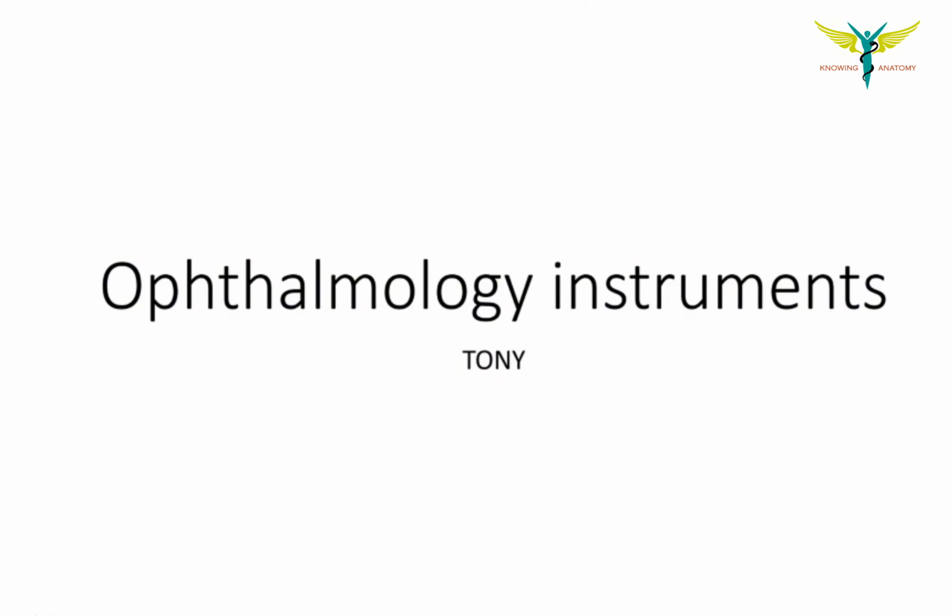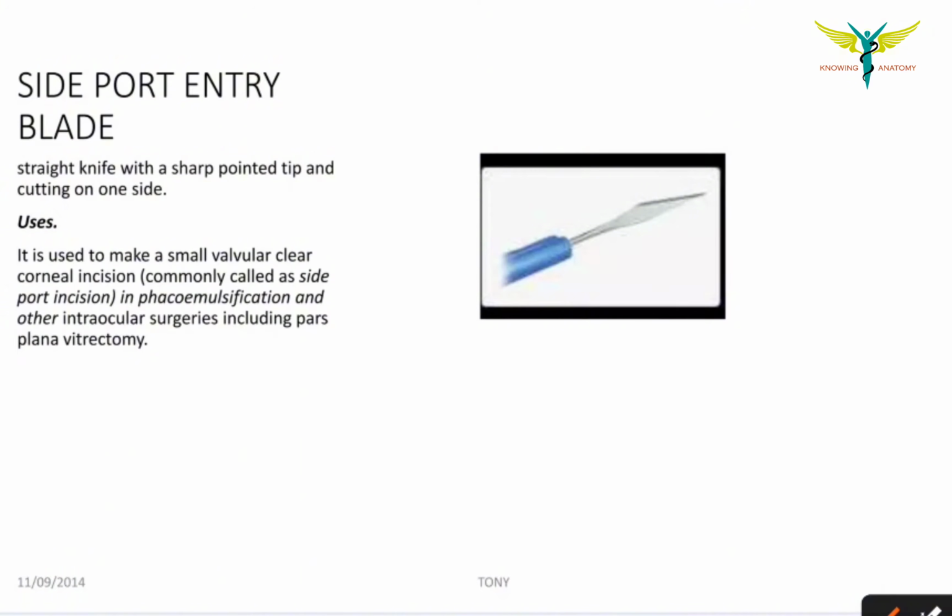In this video, let's learn about ophthalmology instruments. This instrument is a side port entry. In this, you can see a straight knife with a sharp pointed blade, and it has cutting only on one side. It is used to make small valvular and clear corneal incisions. It's commonly called side port entry.